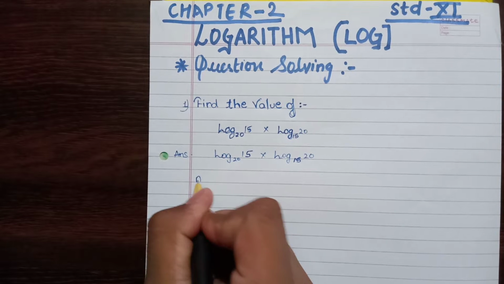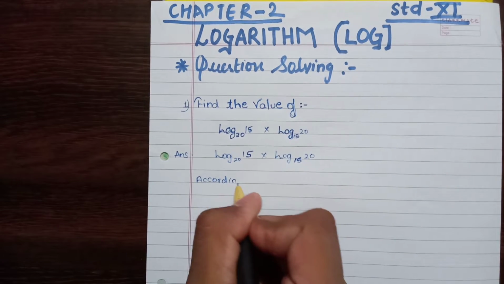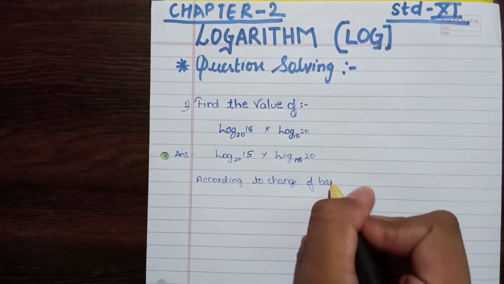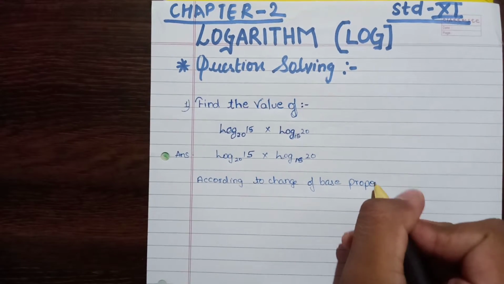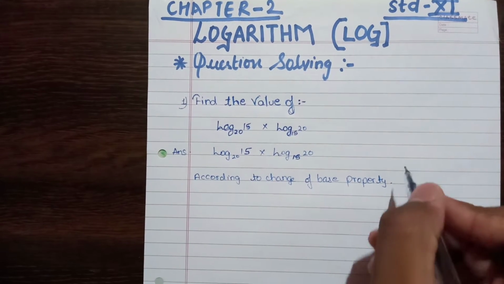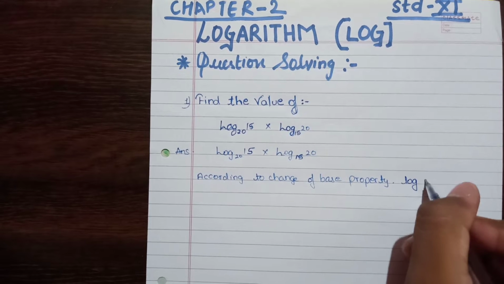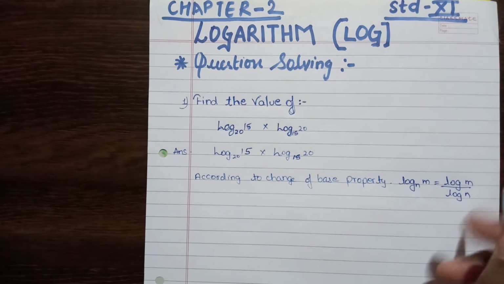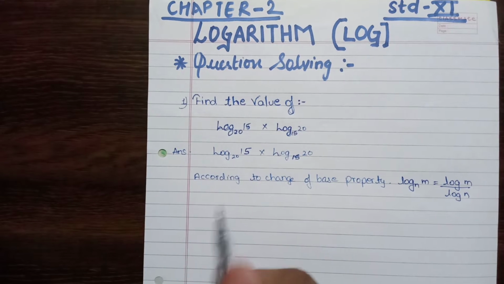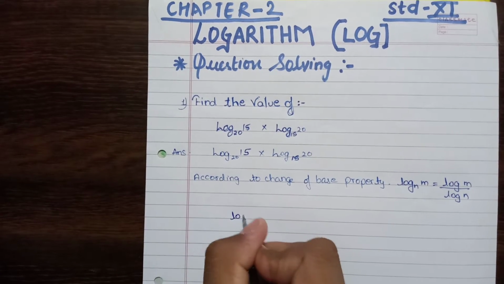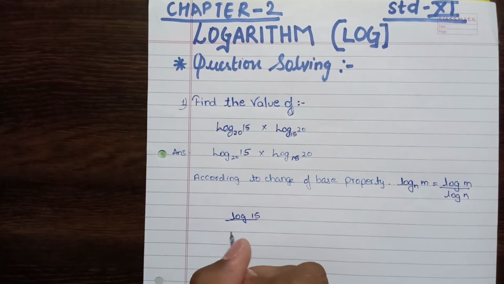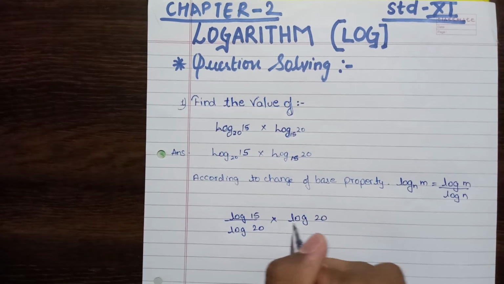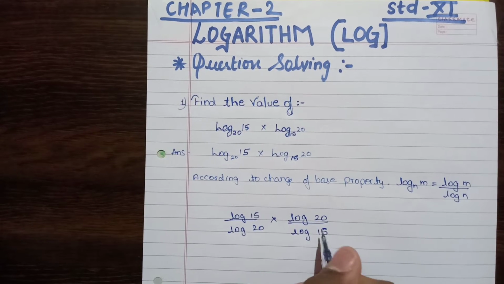So here I'll write, according to the change of base property, log m to the base n equals log m upon log n. And one more thing, I told you that here the bases are considered to be equal, so we will write it as log 15 upon log 20 into log 20 upon log 15.